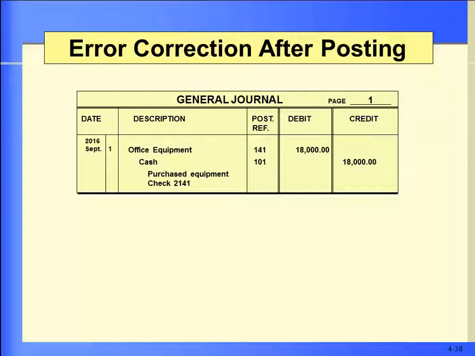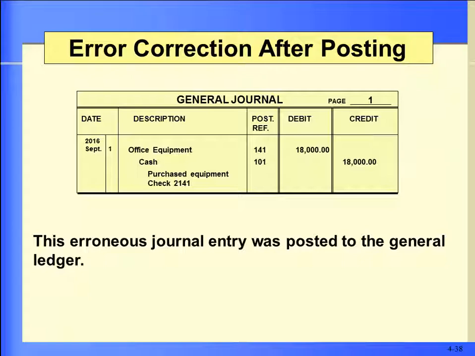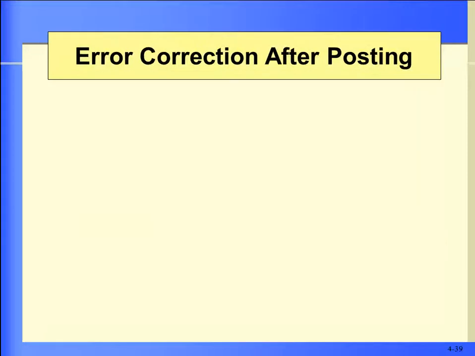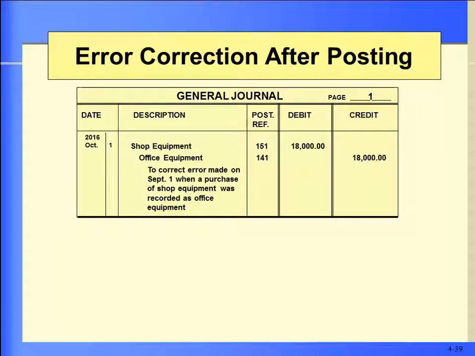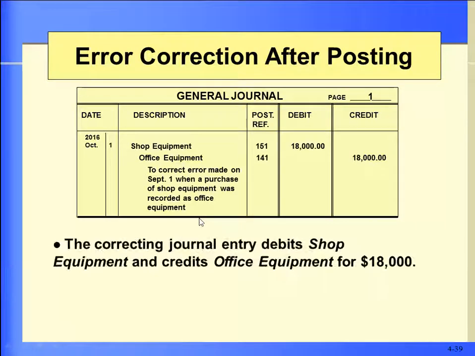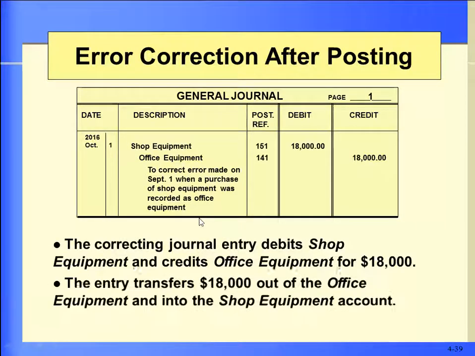So here is the actual entry before we discovered the error. So it was posted to the journal incorrectly. Posted to the ledger incorrectly. So now we just flip-flop. So it was originally this. We originally debited office equipment. Now we're going to credit it to make that a zero balance and debit the right asset. To correct the error made on September 1st when a purchase of shop equipment was recorded as office equipment. So this is an example after it has been posted.